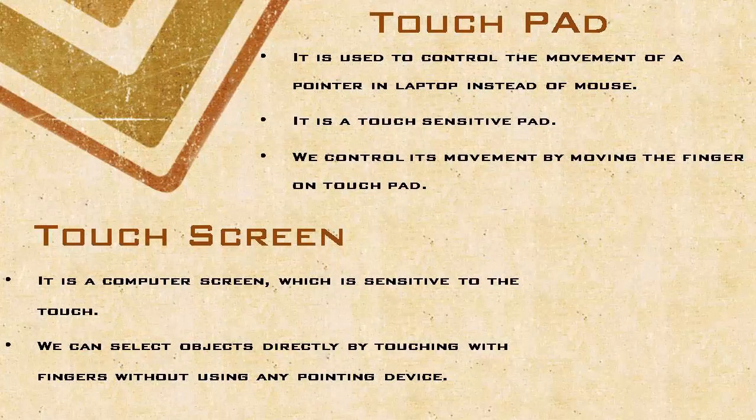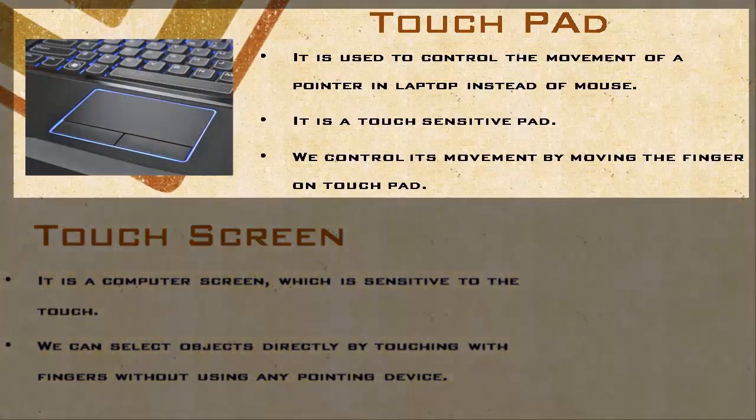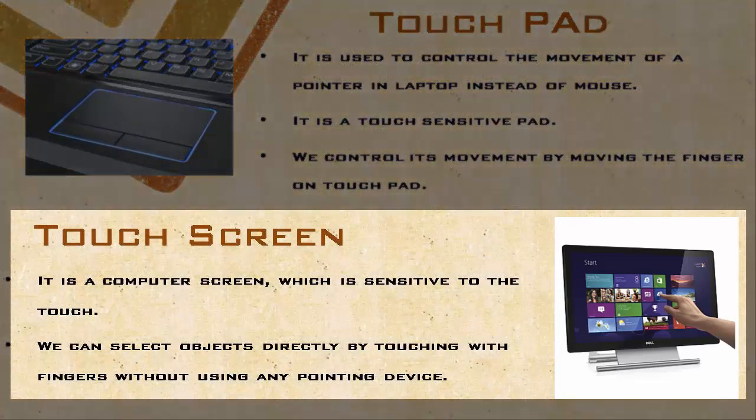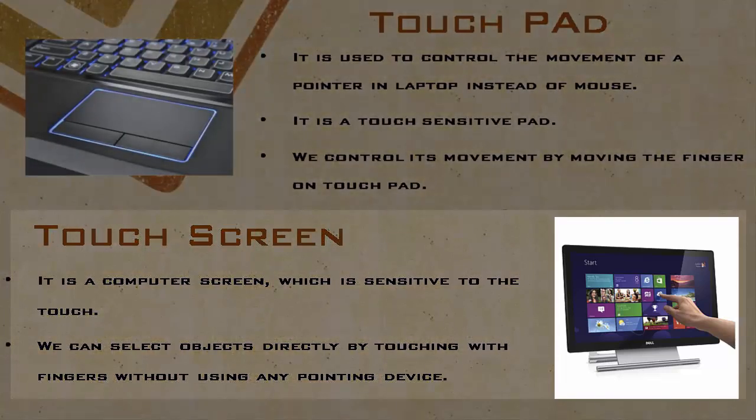Now, what is a touchpad? Touchpad is used to control the movement of a pointer in a laptop instead of a mouse. So, in a laptop we use a touchpad instead of a mouse. It is a touch sensitive pad. We control its movement by moving the finger on the touchpad. Touch screen. It is a computer screen which is sensitive to the touch. We can select objects directly by touching with fingers without using any pointing device.